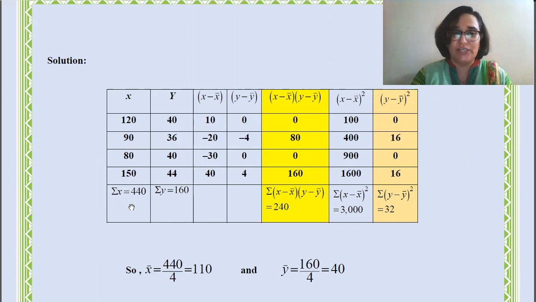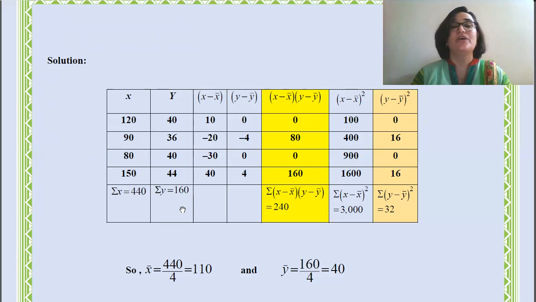पहले x का टोटल ले लो और y का टोटल ले लो. देखो चेक करो, चलो bring your calcies in on your hand, जल्दी जल्दी, come on, 2 minutes, calci ले आइए, जल्दी से ले आइए. Thank you. Come on, calculate with me and help me out. 120 plus 90 plus 80 plus 150. कितना आया calci पे? कितना आया? 440. Very good. Y 40 plus 36 plus 40 plus 44. Total कितना आया? Sigma Y कितना आया?